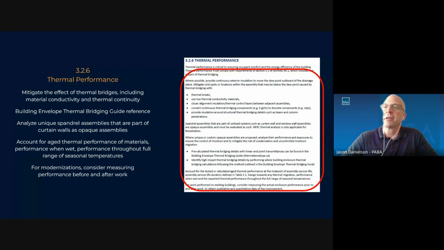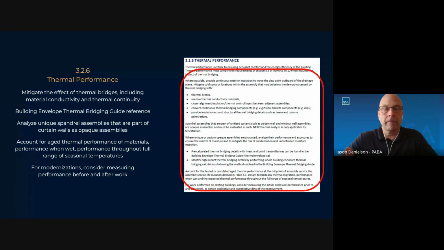Other topics that were covered: the building envelope thermal bridging guide, that reference was also provided again, and analyzing unique spandrel assemblies that are part of a curtain wall as an opaque assembly. And another related to the aged thermal performance of materials, and I'm thinking specifically insulations, but it could be lots of different materials.